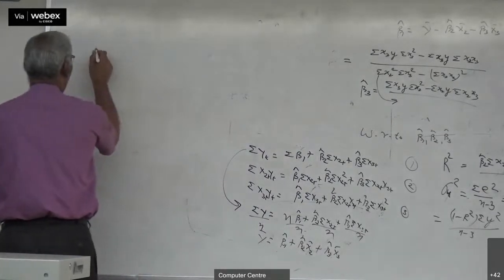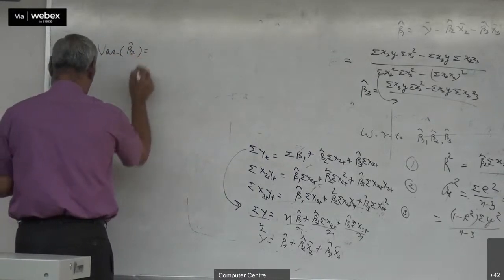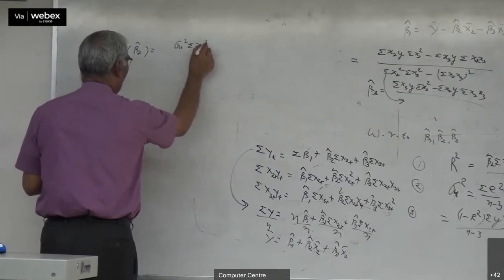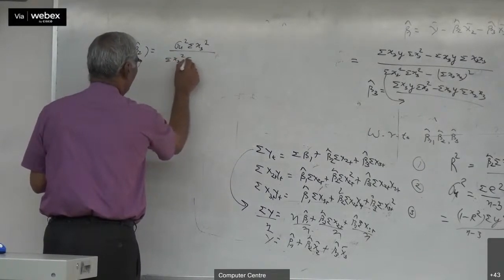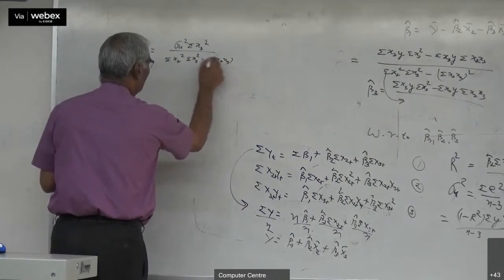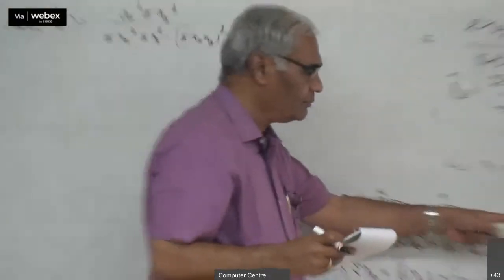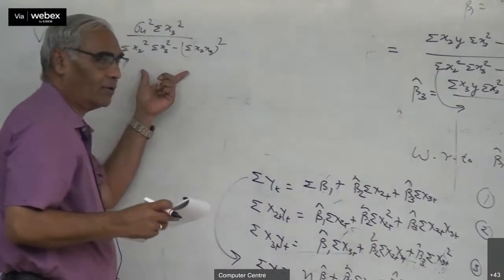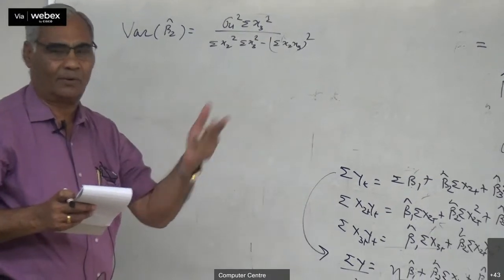So variance of beta 2 cap is equal to sigma u square summation x3 square divided by summation x2 square summation x3 square minus summation x2 x3 whole square. Throughout, the denominator is the same, whether you calculate beta 2, beta 3, the standard error or the variance. So once you have calculated the denominator, you can just replace.